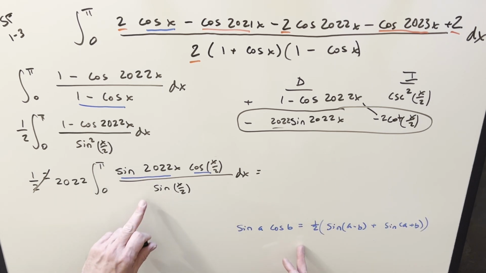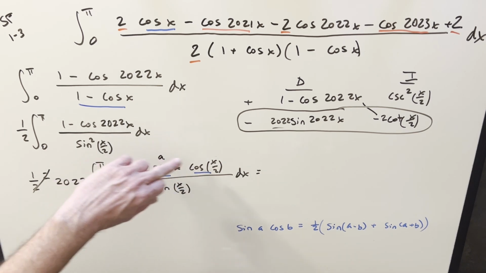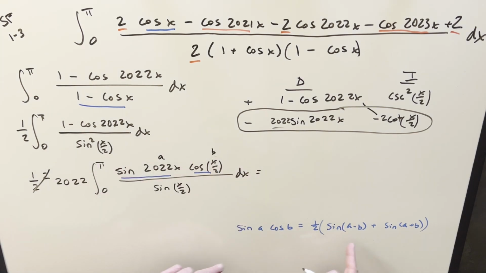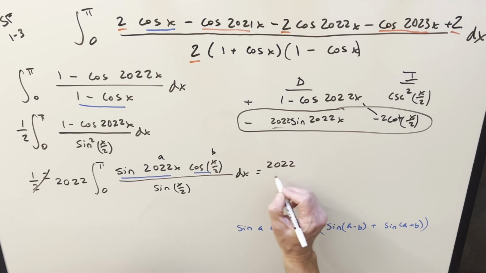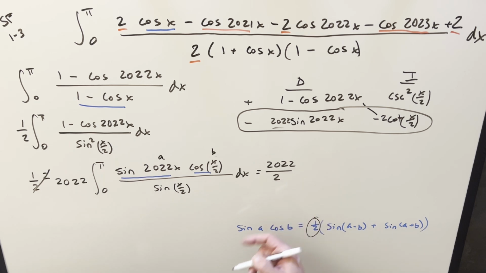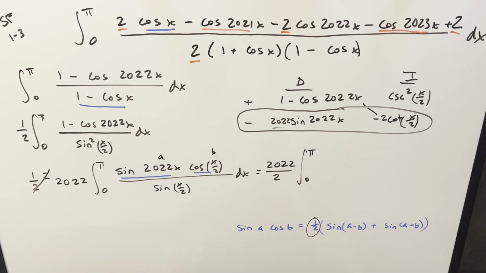So we'll use this formula here where our A value is going to be 2022x and our B value is going to be x over 2. We're going to plug into here. First, I can take the 1/2 out front. I think I'll leave it unreduced, so we'll have it as 2022 over 2, even though I could write it as 1011. And this is going from 0 to pi.